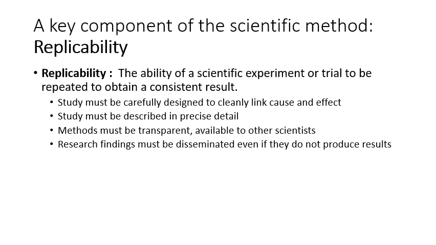The methods have to be transparent and available to other scientists, including any prompts, any instructions that the women were given, the way data were collected. All of that has to be available. And the research findings have to be disseminated, so if someone attempts to replicate that study and it doesn't yield evidence supporting the initial claim, it still has to be published. So publishing null findings, it's called, publishing findings that don't support a hypothesis.